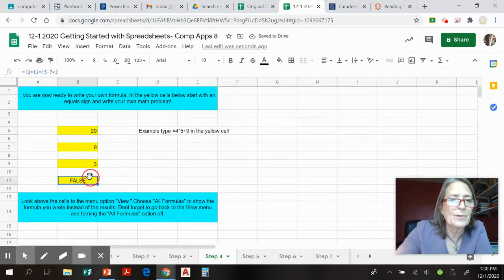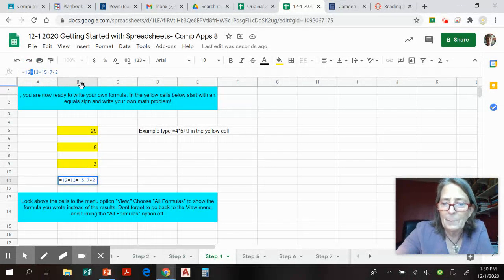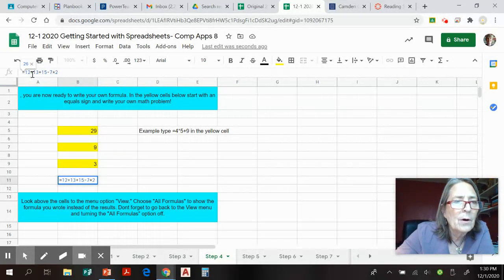Oh, so I did something wrong. So I'm going to go back and see what I did wrong. See what I did? I put equal signs instead of plus sign because I forgot to hit the shift. So you have to be careful. So if they come up false like mine just did, go back and check your equation. So now I have all the proper signs in. So I have equal 12 plus 13 plus 15 minus 7 times 2. Let's hit enter and see what the answer is.